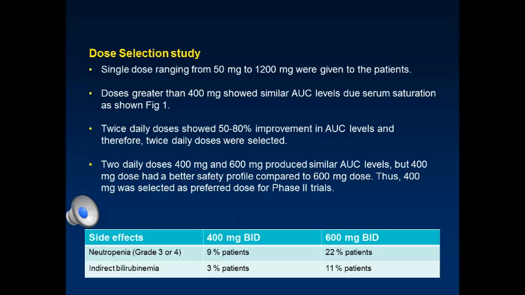Among the two doses of 400 and 600 milligrams, the 400 milligram dose had a better safety profile compared to the 600 milligram dose. Thus, 400 milligram was selected as the preferred dose for phase 2 trials. As you can see in the table below, 400 milligram produced relatively fewer side effects, or side effects in a smaller population, compared to the 600 milligram dose.